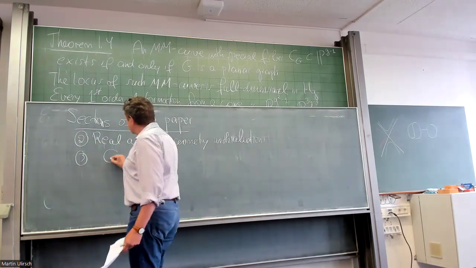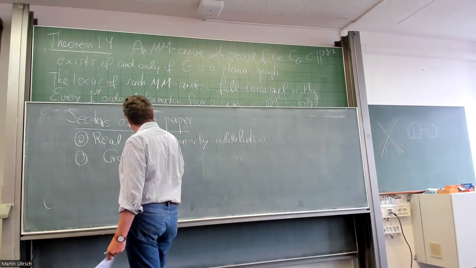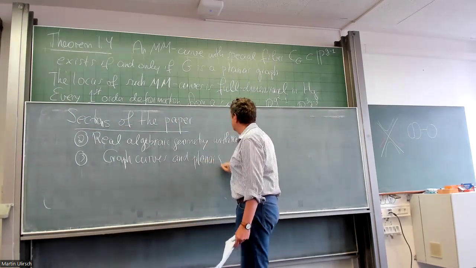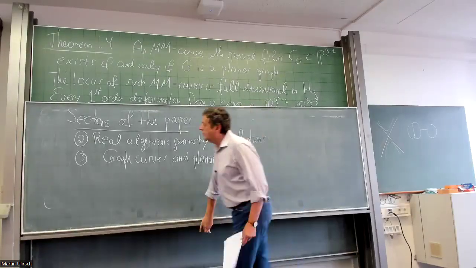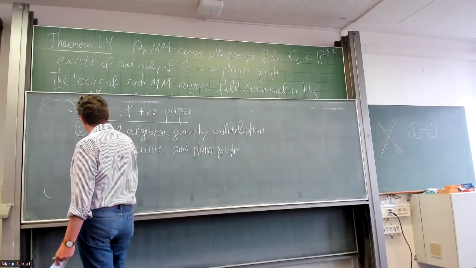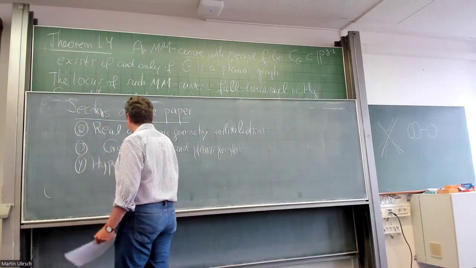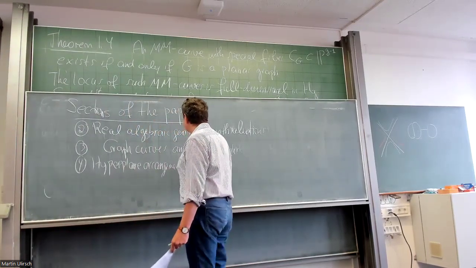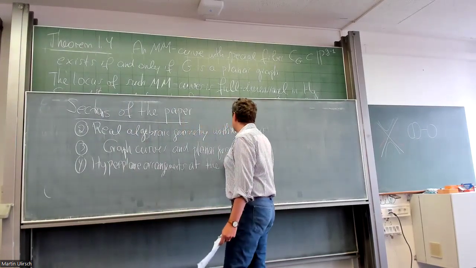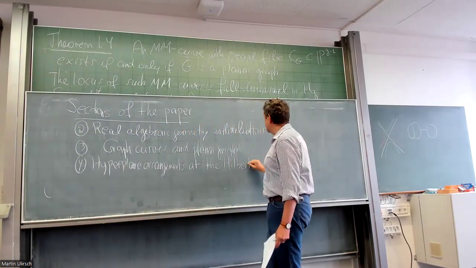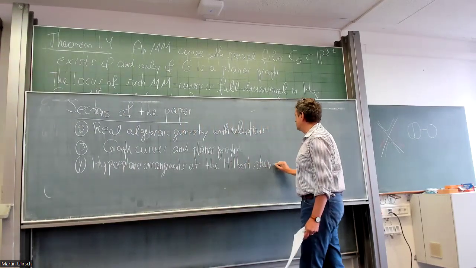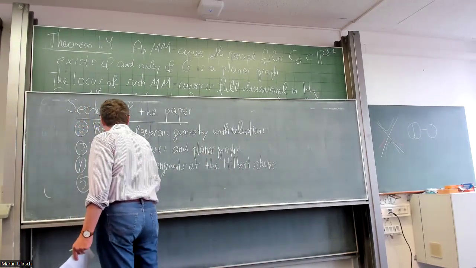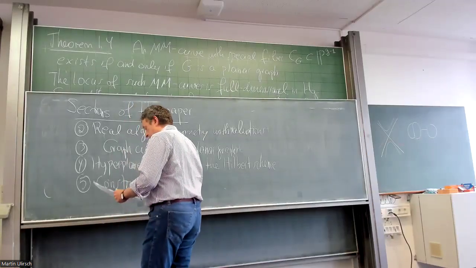Then the setup of graph curves and planar graphs. That's section 3. Then the hyperplane arrangement is constructed. Section 4 is called hyperplane arrangements in the Hilbert scheme. So this describes our arrangement of hyperplanes. Then the construction is finally carried out, constructing curves.